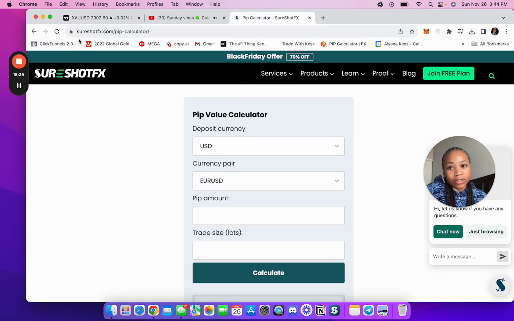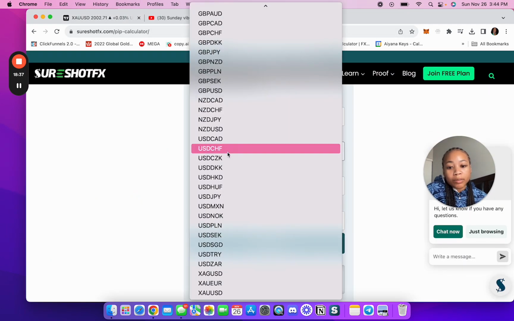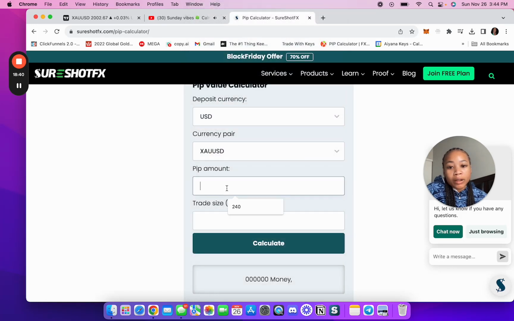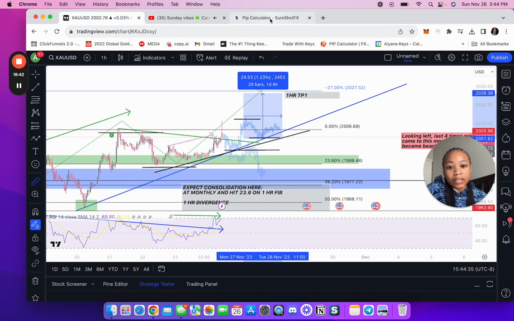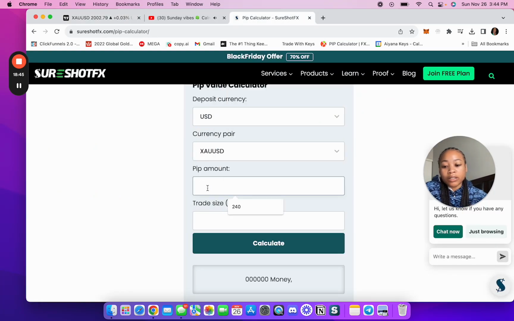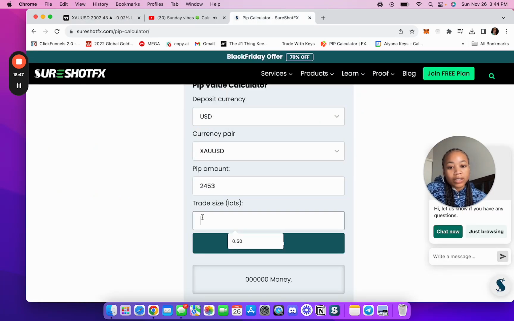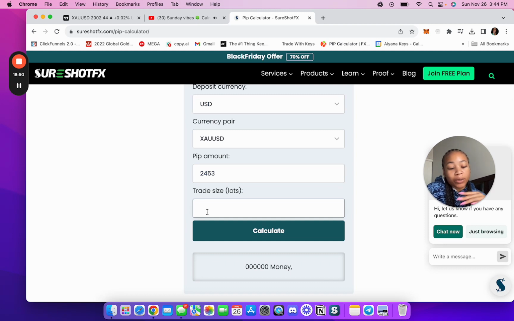So this is how much you can make. This is a pip calculator on this website. Currency pair, we're going to put gold. Pip amount, it said 2453. Trade size of lot. This really varies depending on how much is in your account. If you're not sure what lot sizes are, I have another video breaking that down. You can also just search it on YouTube and it'll explain it to you. Of course, the higher the lot size, the more money you'll make.